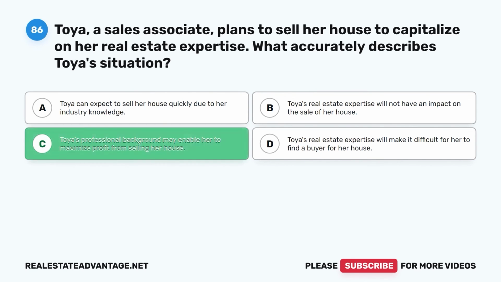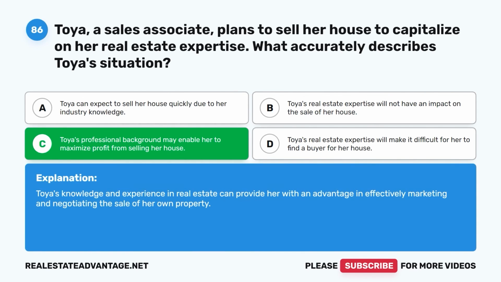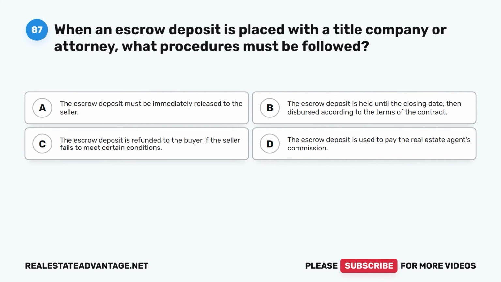The correct answer is C. Toya's professional background may enable her to maximize a profit from selling her house. Toya's knowledge and experience in real estate can provide her with an advantage in effectively marketing and negotiating the sale of her own property.